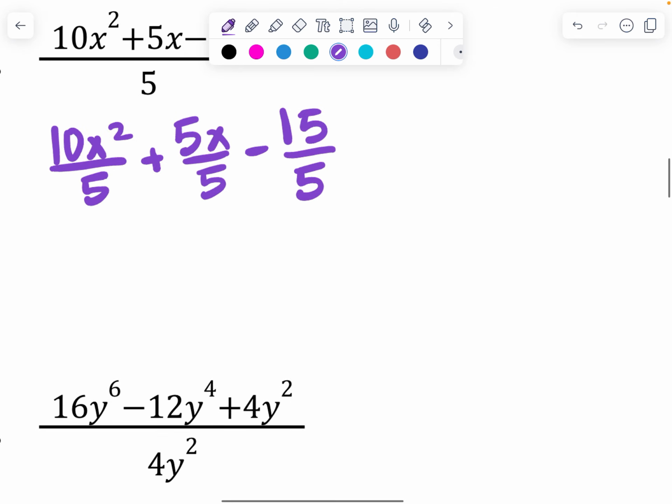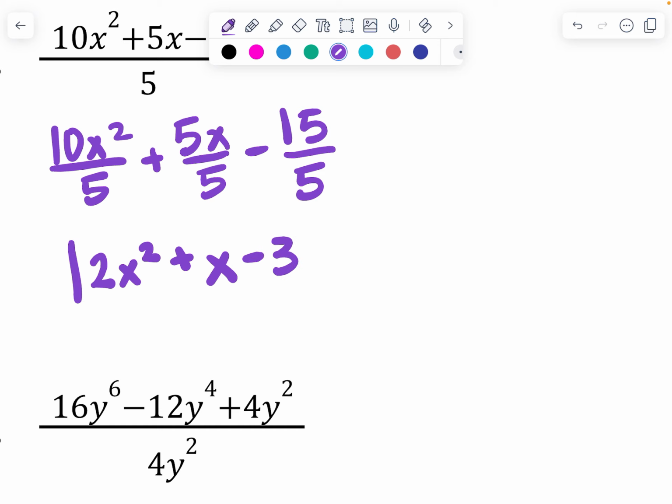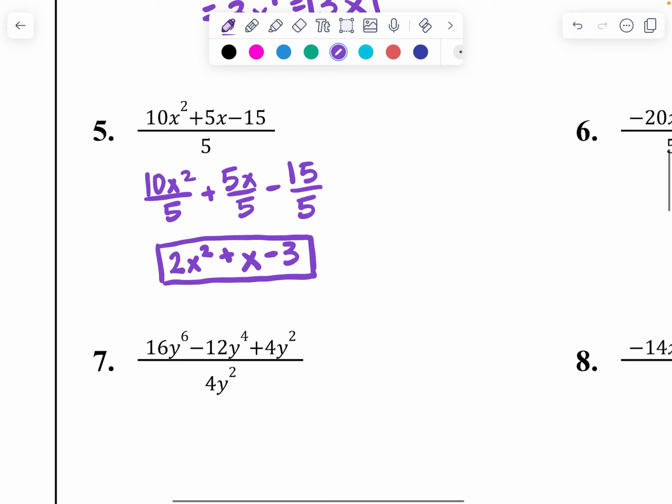So divide the coefficients. 10 divided by 5 is 2. And then we don't have an x on the bottom, so we don't need to change the exponents. So we just keep x squared. Now we have 5x divided by 5. 5 divided by 5 is 1. Remember, we're not going to write 1 as a coefficient, so we'll just leave that as x. Negative 15 divided by 5 is negative 3. So my answer is 2x squared plus x minus 3.